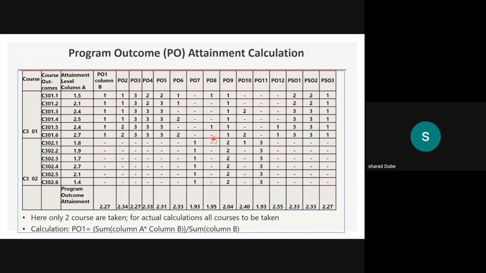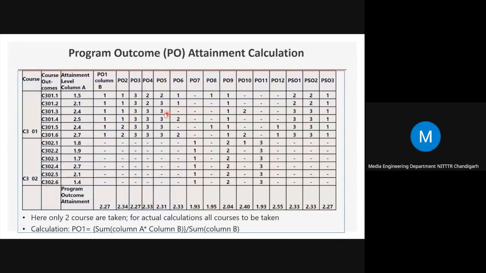Can we check it for PO6? Can you verify? It is showing 2.33. For PO6, it will be 1.1 into 1, plus 2.1 into 1. This 2.4 will not be taken into account because it is not mapped. Next will be 2.5 into 2, then 2.7 into 2. We have to take the sum of that, and then divide that sum by the sum of column B. The sum of column B will be 2 plus 2 plus 1 plus 1, that is 6. Divided by 6, it is showing 2.33. Yes, it's coming.